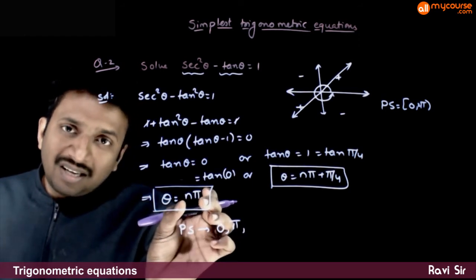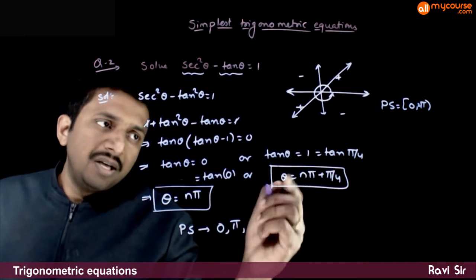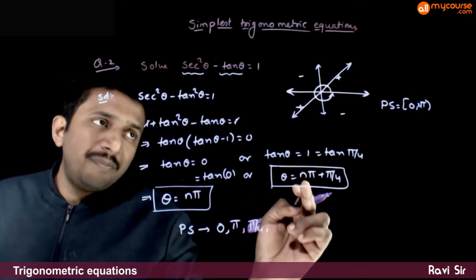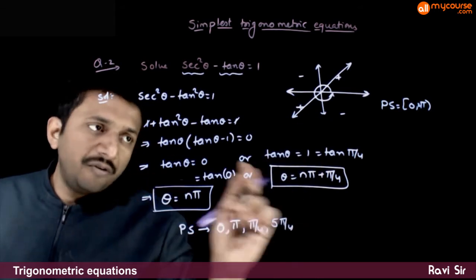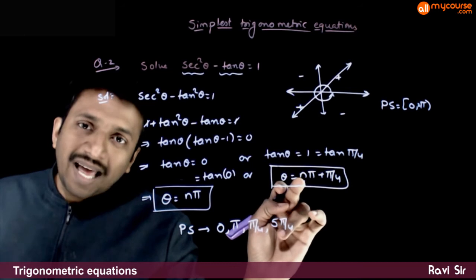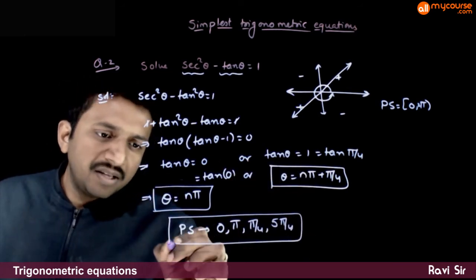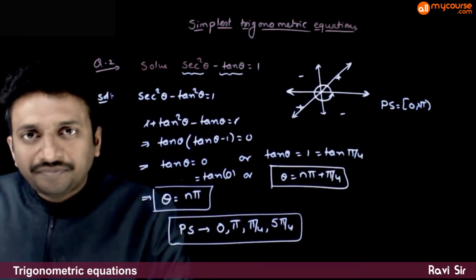So this general solution corresponds to two principal solutions. For this solution, n is equal to 0 gives you pi by 4, n is equal to 1 gives pi plus pi by 4, that is 5 pi by 4. If you put n is equal to 2, you get an angle which is more than 2 pi. I don't want that. So the principal solutions are 0, pi, pi by 4 and 5 pi by 4.